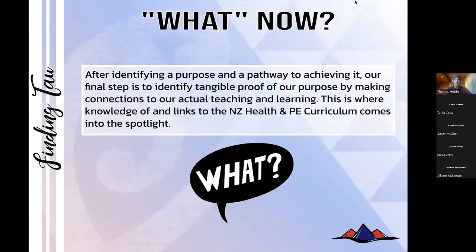So looking at the what. This is often where some educators start in their delivery of the health and PE curriculum, but now that we've got a purpose, a vision, and a way of achieving that, it's important to identify the tangible proof, so the evidence of our purpose through connections to our actual teaching and learning. So this is where a lot of the links to our national New Zealand health and PE curriculum actually come into the foray. But I do like to start with the why and then the how, just because we've all had it.